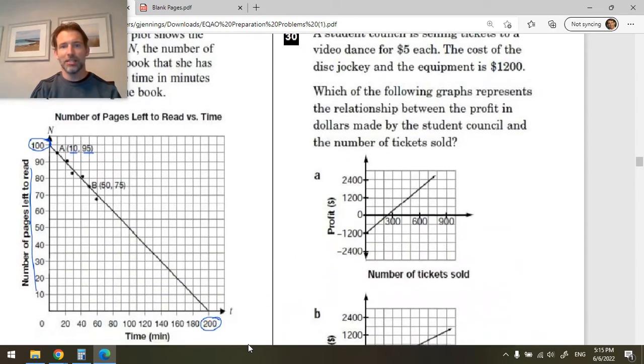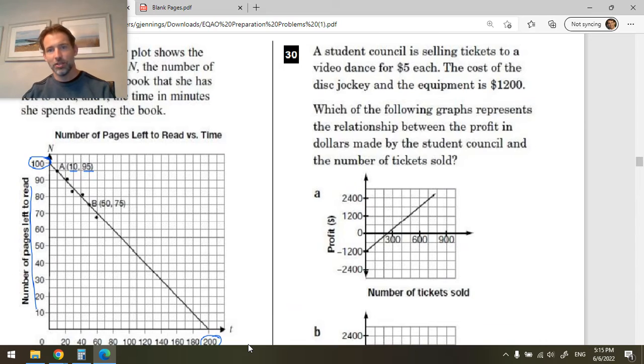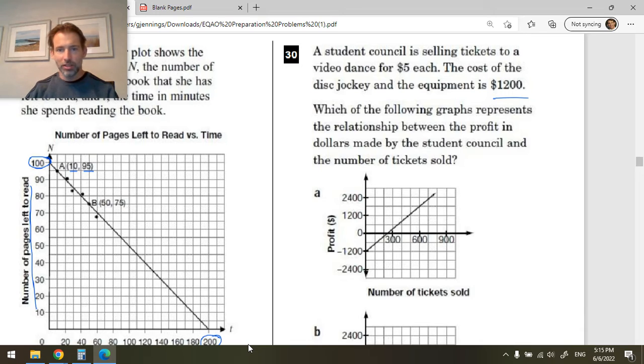A student council is selling tickets to a video dance for $5 each. The cost of the disc jockey and equipment is $1,200. Which of the following represents the relationship between profit and dollars made by the student council and the number of tickets sold? Well, this is a little bit more of a challenging question. And I see here I've got a really good point to work with. First thing I started looking for was, did I have the correct B value? And A certainly does. The cost of the equipment is this. So the student council pays that money, and then they need to sell tickets to make that money back.